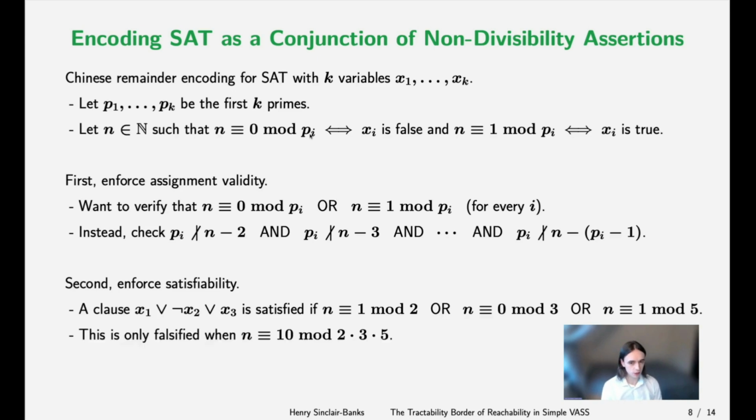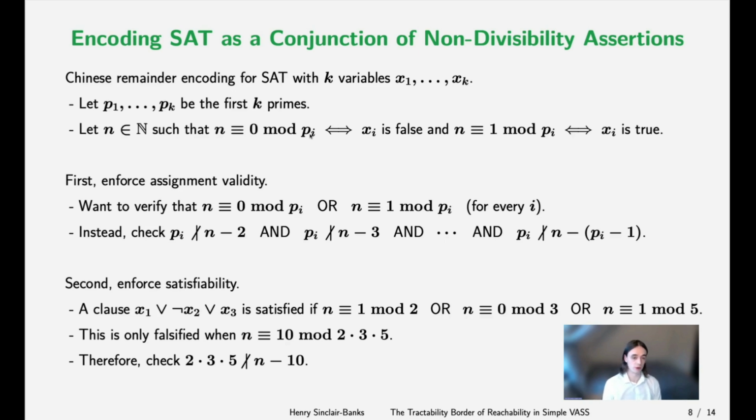Notice that this is only falsified when n is exactly congruent to 10 mod the product of these, 2 times 3 times 5. So instead, what we'll do is check that n is not equivalent to 10 mod 2 times 3 times 5. So we'll check that 2 times 3 times 5 does not divide n minus 10.